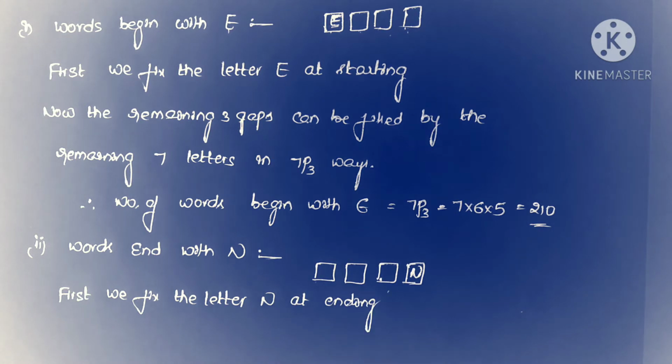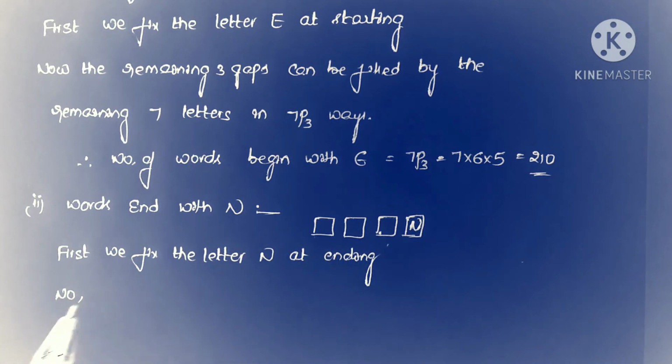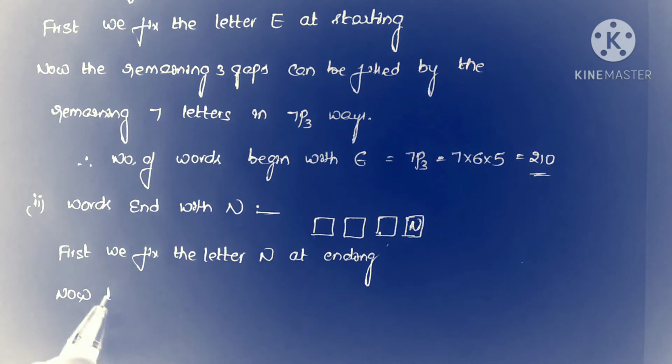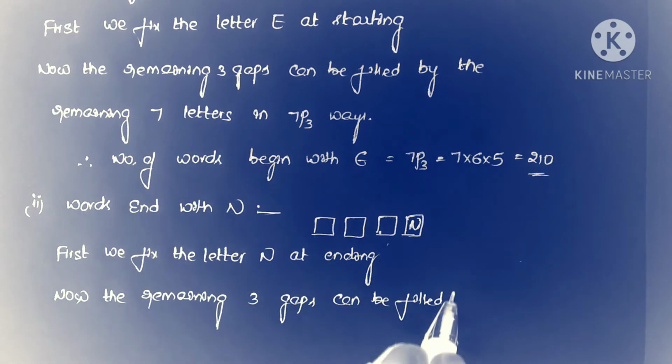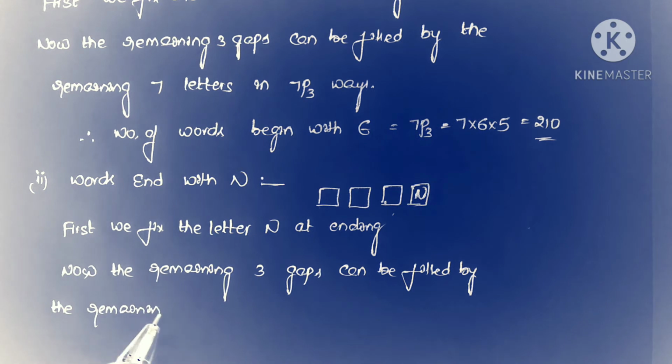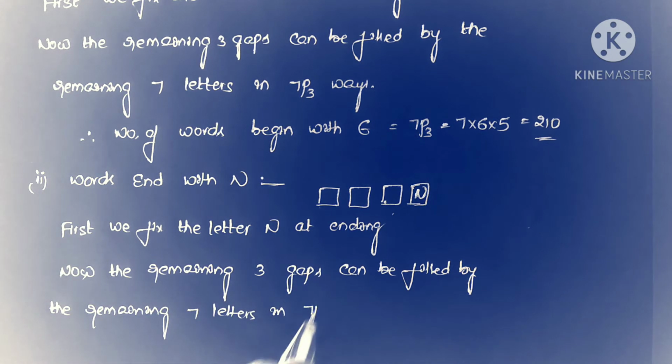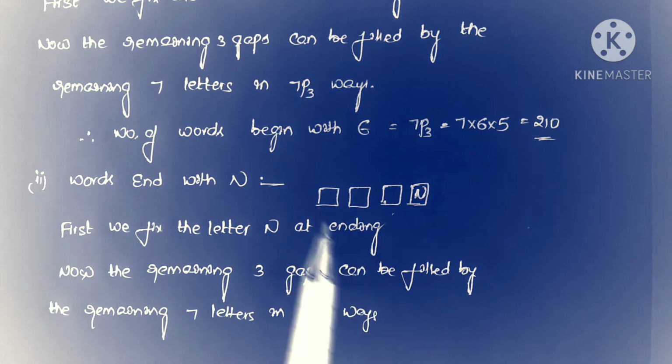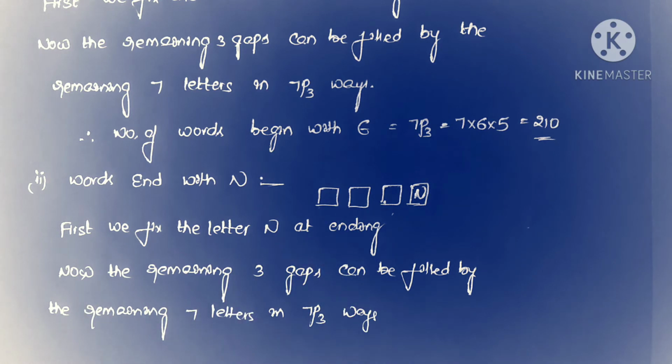That is at the last place. Here the remaining gaps are 3. Now the remaining 3 gaps can be filled by the remaining 7 letters in 7P3 ways.